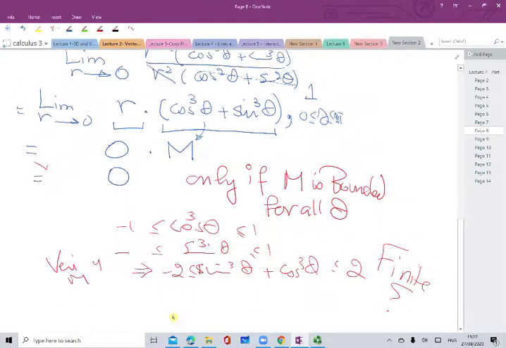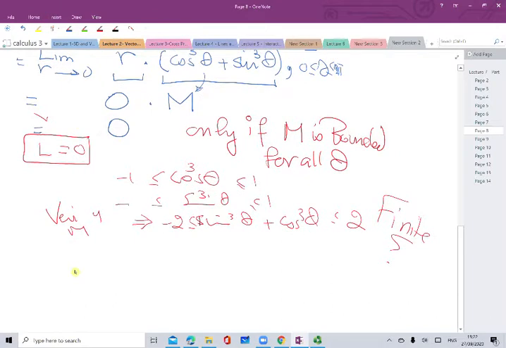Okay, if the limit is equal to 0, did it turn out to be a function of theta? No. Is it an infinite value? No. Then the limit exists. But this is my conclusion: the limit exists, and it is equal to 0.